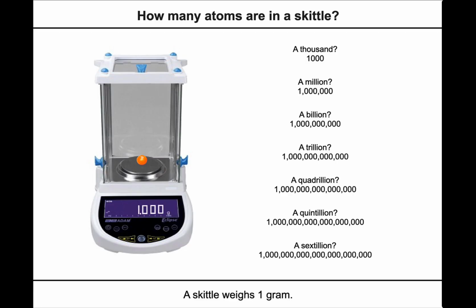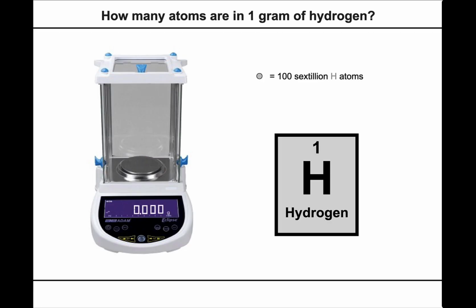It becomes difficult to visualize what a sextillion Skittles would be. Luckily, we don't have to weigh out that many Skittles, but we do have to weigh out sextillions of atoms. So let me talk to you about what that means. If I were to, instead of weighing out 1 gram of Skittles, which is 1 Skittle, weigh out 1 gram of hydrogen, what would that look like? Well, it's going to be a lot of hydrogen atoms. The question is, how many hydrogen atoms is that? How many hydrogen atoms is a gram of hydrogen?